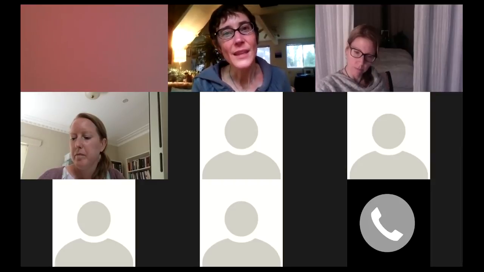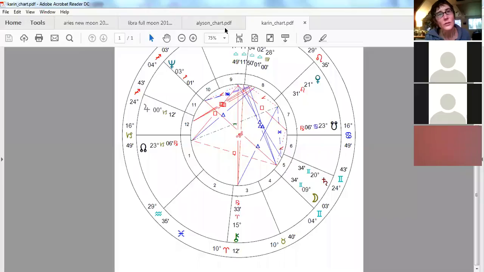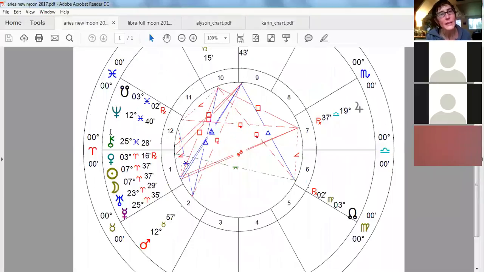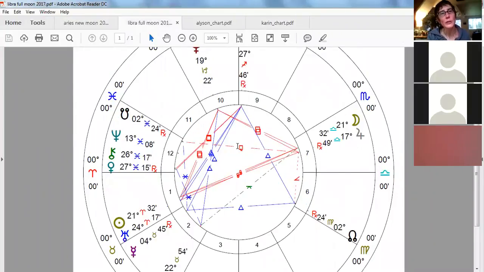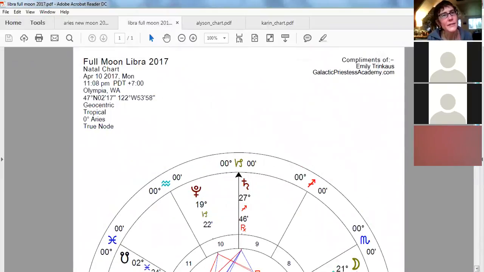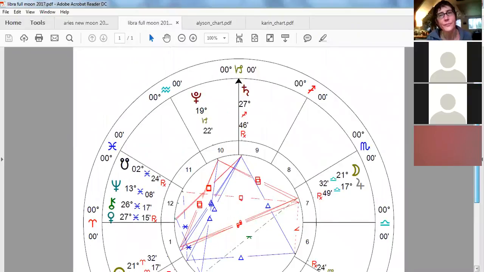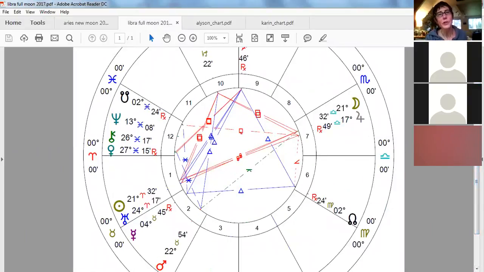Go back to the new moon chart. Sun and moon are right there together. When we look at the full moon chart, this is the chart for the Libra full moon, which is the next full moon coming up on April 10th, the Libra full moon, or 11th, depending on your time zone. And what happens at the full moon is that the sun and the moon are opposite.